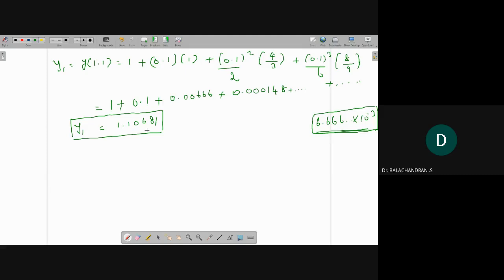Now, similarly, you should start again. You start with x1, y1. X1 is 1.1, y1 is 1.10681 as a starting value.